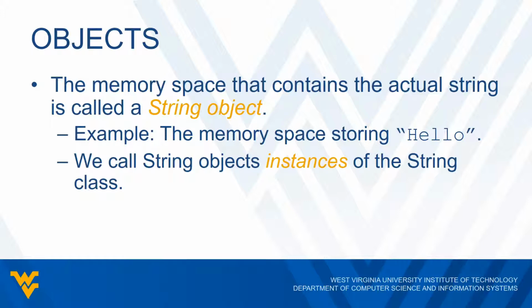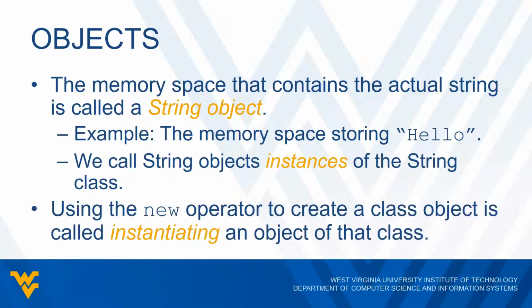So don't be surprised if the terms instance and object are used interchangeably. I'll probably use object more, but we can say it is an instance or an object of the string class. And using the new operator to create a class object is called instancing an object of that class. We're going to see several different examples of working with objects, but it's a very powerful feature in object-oriented programming.